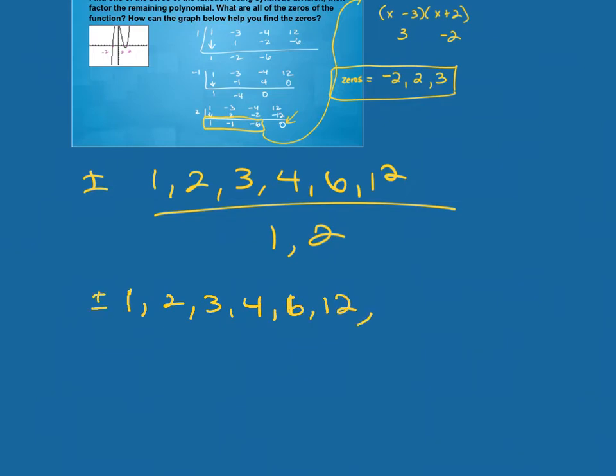Plus and minus. But then you would have had 1 over 2, 2 over 2, which is still 1, I already have that. 3 over 2. 4 over 2, which is still 2, I already have it. 6 over 2 is 3, I already have it. 12 over 2, that's 6, I already have it.